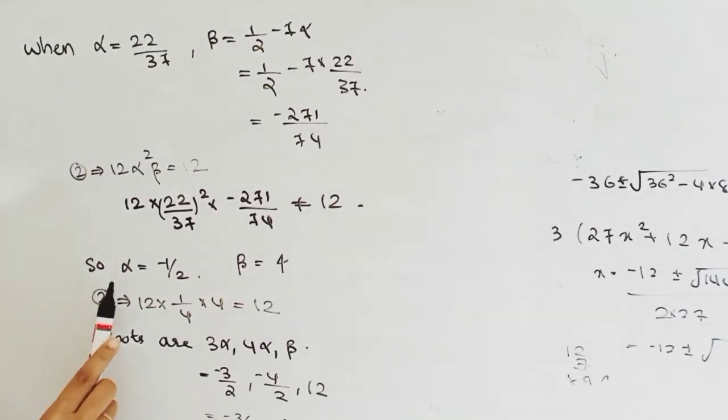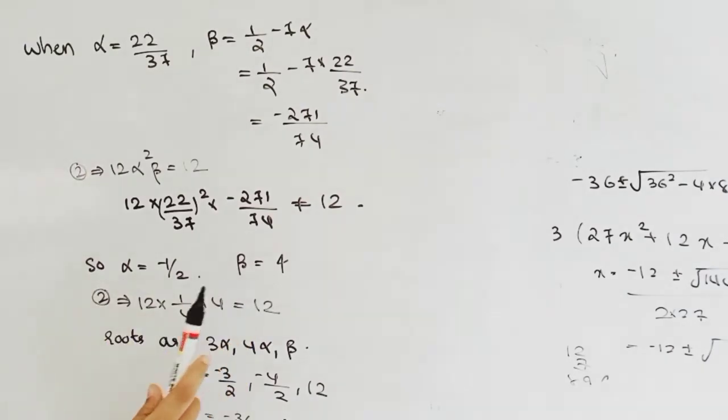So alpha is minus 1 by 2, then beta will be 1 by 2 minus 7 alpha, and we will get beta as 4. We can put alpha and beta in this equation: 12 into alpha squared, minus 1 by 2 squared is 1 by 4, into 4 is equal to 12, right? So 12 into 1 by 4 into 4 is 12. So alpha and beta are fixed: alpha is minus 1 by 2 and beta is 4.